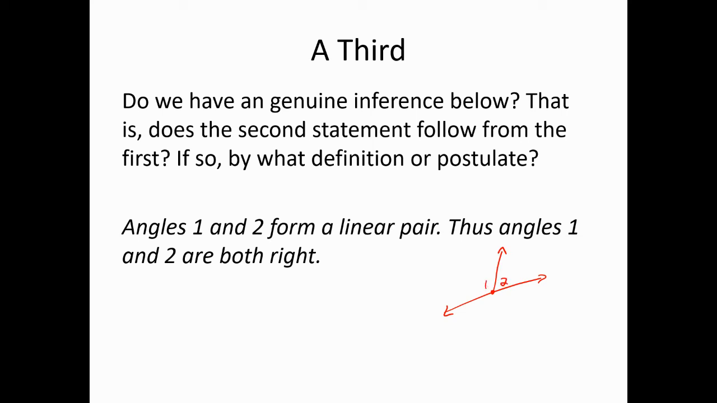So the angles 1 and 2 that I've just created, those are definitely a linear pair just by definition of linear pair. Now, does it follow that they're both right angles? No, it doesn't follow. That doesn't have to be true. It could be true, but it doesn't have to be true.